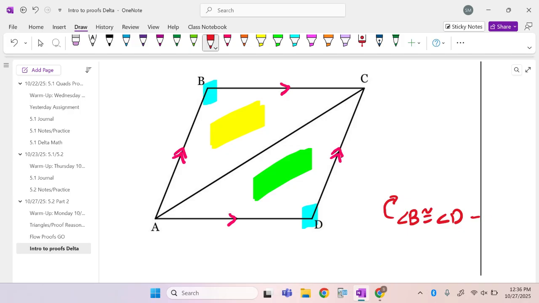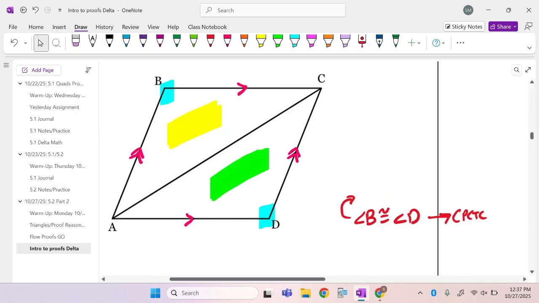So in other words, if I want to prove this by CPCTC, I first need to show what? What does CPCTC mean, guys? What's that acronym stand for? It's on your paper. Look on your yellow paper. What does it mean? Corresponding parts of congruent triangles are congruent.